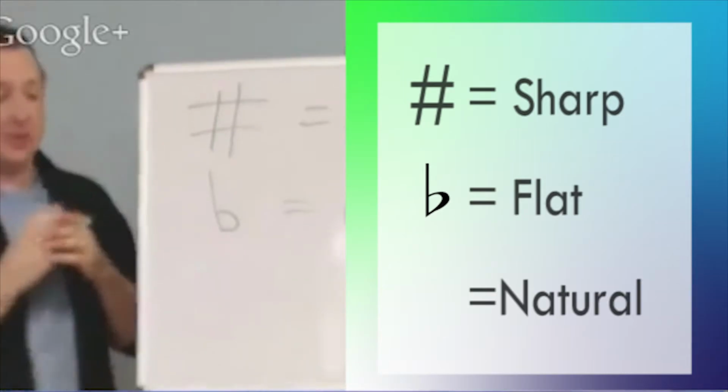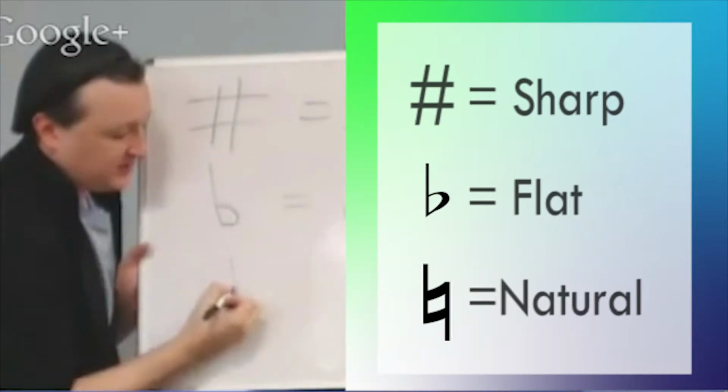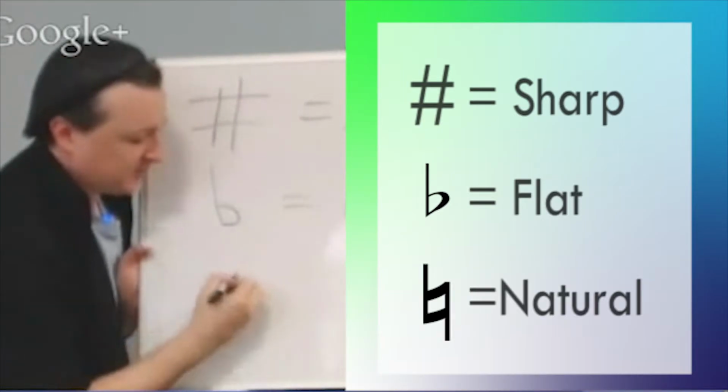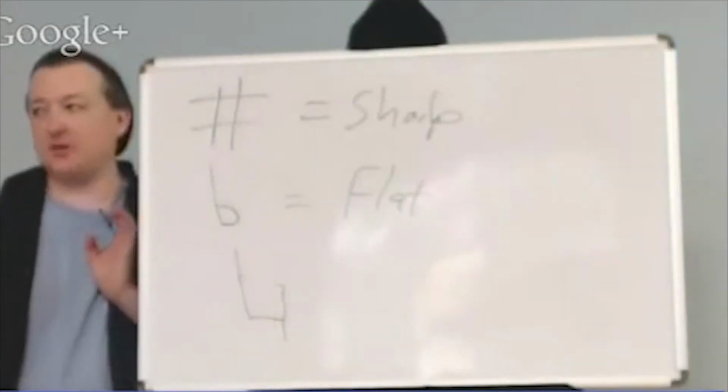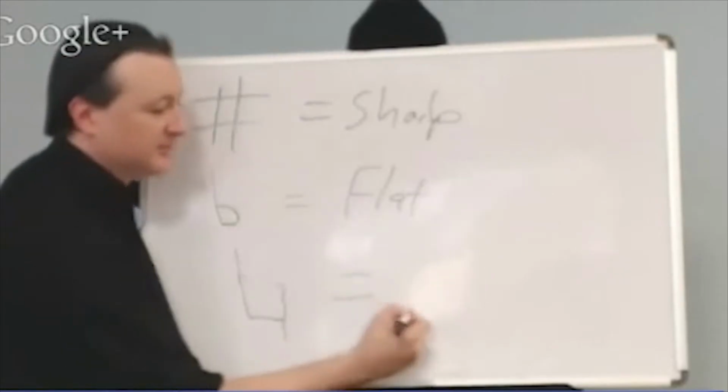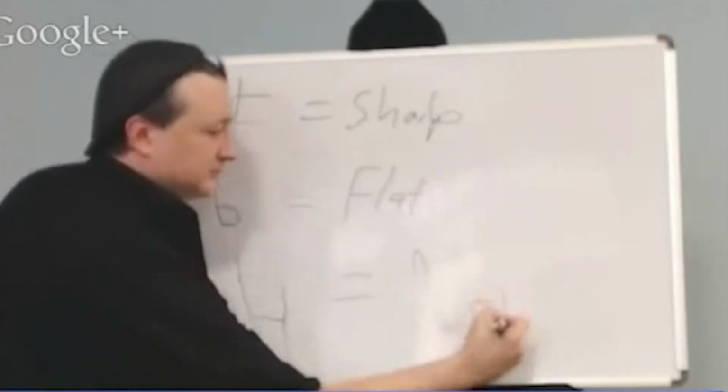When I have to specify that I'm going natural, if I'm going to write it out, I use this symbol here, which is a box and has a little line there and a little line there. You might see that on your paper. Okay, so this is the symbol for natural.